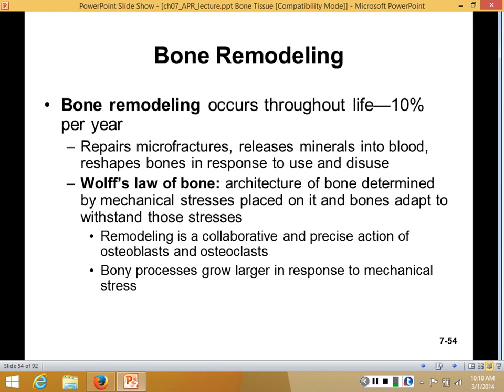Wolff's Law states that bones adapt to withstand the mechanical stress placed on them. Remember, we just talked about those stress lines, that's Wolff's Law. The bone adapts to any type of stress that's going to be put on it. It has to. All right? There's no ifs and buts about it. What 2 bone cells are involved? Know this for your test.